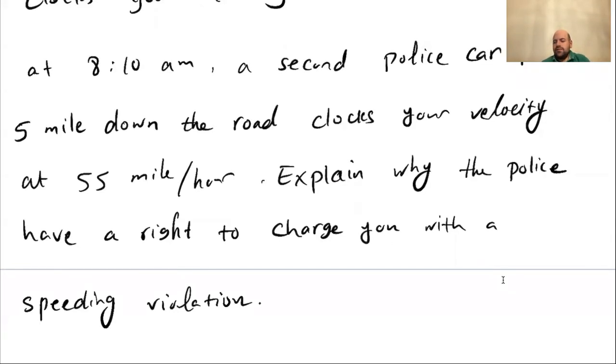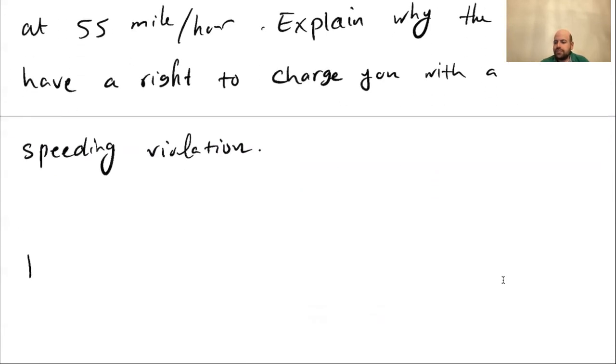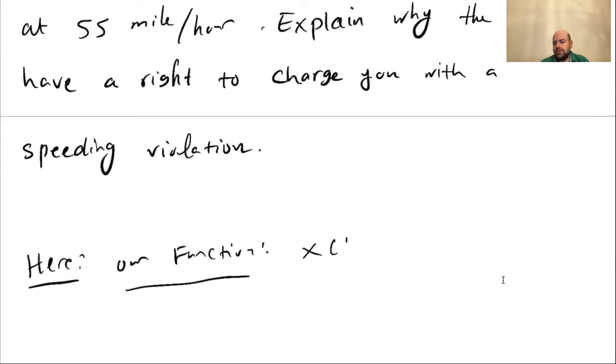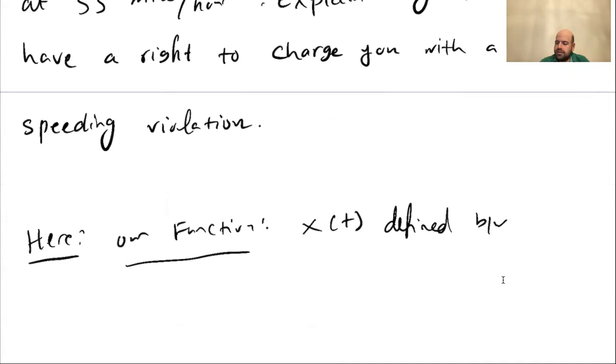Okay, so here we have a function. Basically, our function is x of t, the position. Our function x of t is defined between 8:05 and 8:10 a.m.